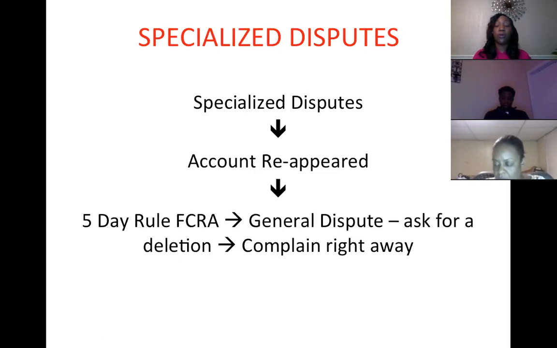If an account reappears on a credit report, if it got deleted and it came back, the 5-day rule applies. They are supposed to let you know within 5 days that they're reinserting an account onto your credit report. Do they do this? 99.99999999999% they do not. This is how you get the item deleted.